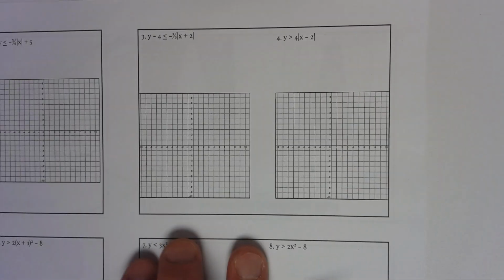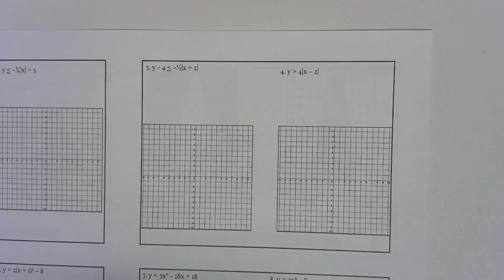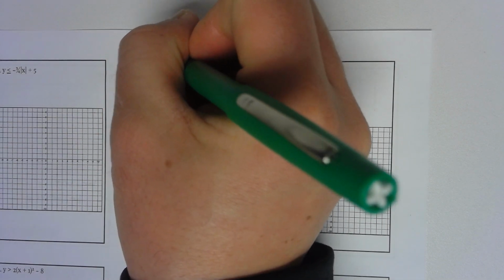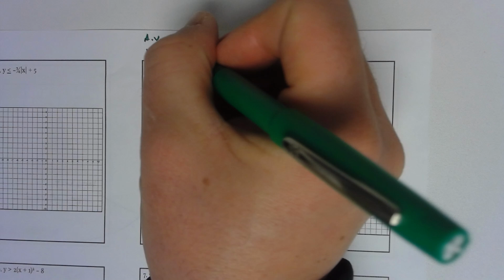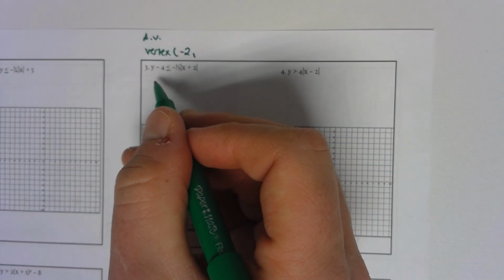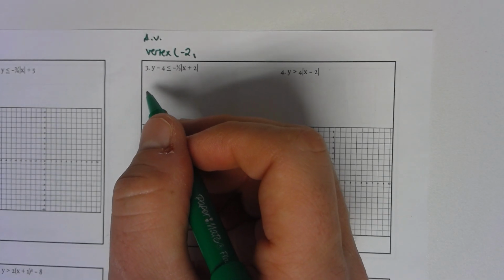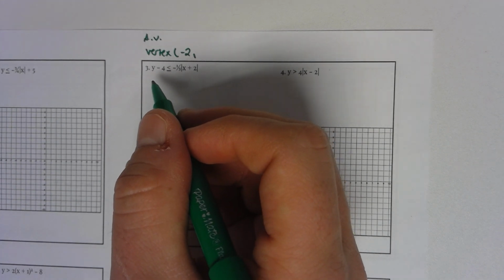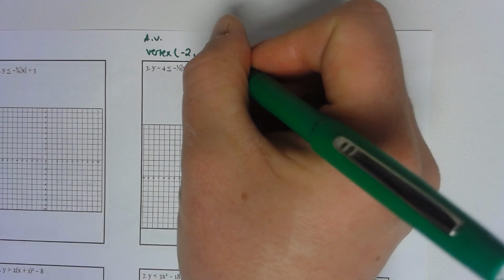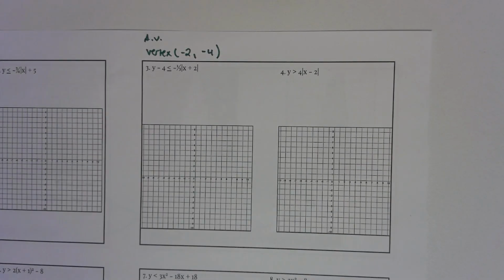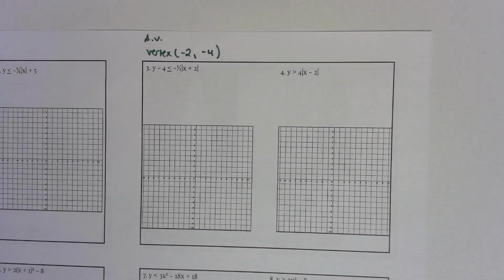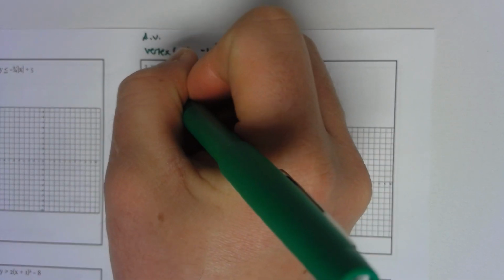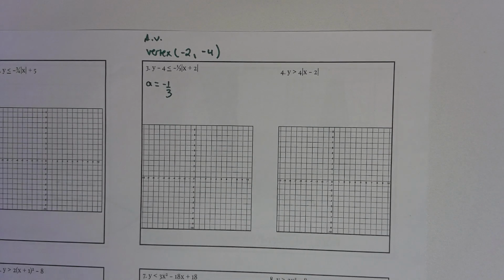Once again, I'm recognizing that this is an absolute value function. I see the brackets here. Okay, the vertex here, the x is negative 2. I always switch the sign there. The y coordinate this time, because it shows up on the side with the y, I'm going to switch that sign as well. So that's going to be a negative 4. Then the a value is negative 1/3, which is essentially our slope.